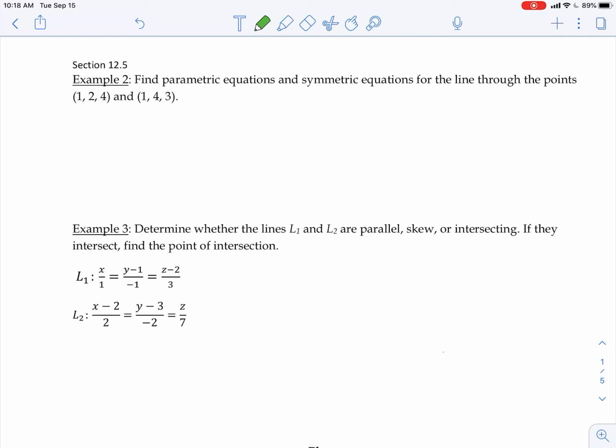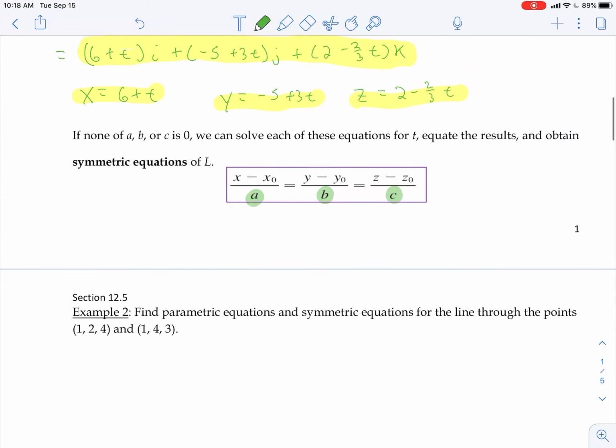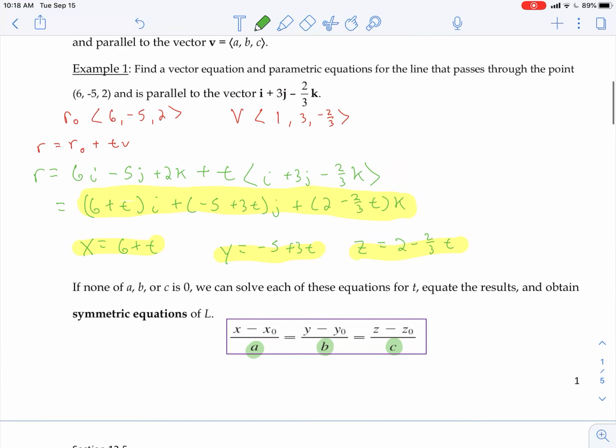All right, so for page 2, what we're going to do is find parametric equations and symmetric equations for lines through the points. So we have point (1, 2, 4) and point (1, 4, 3). And what we're going to do is first find the parametric equations.